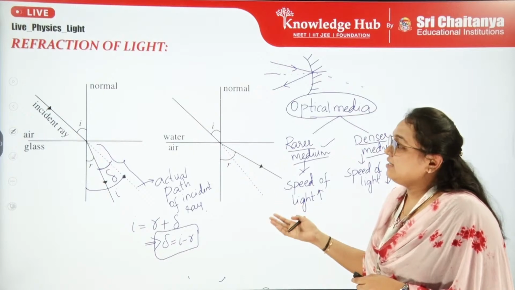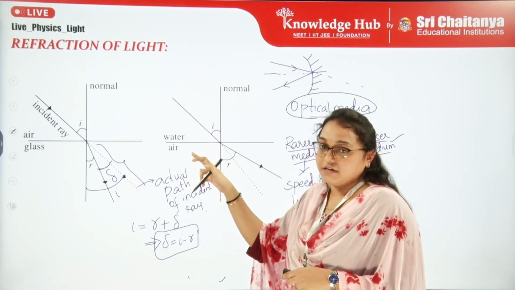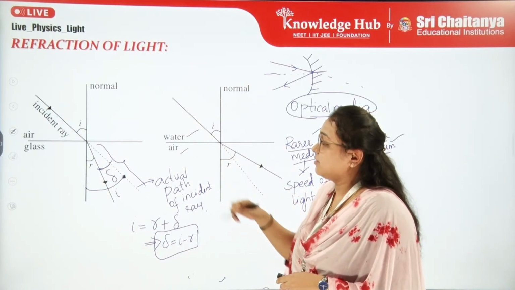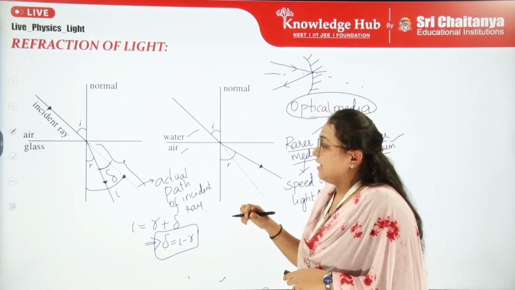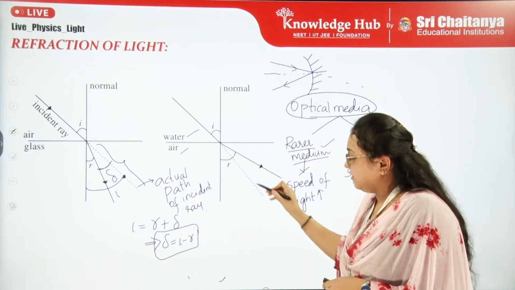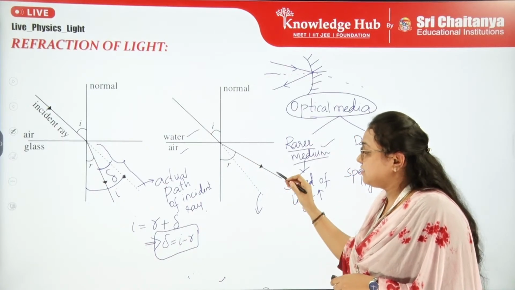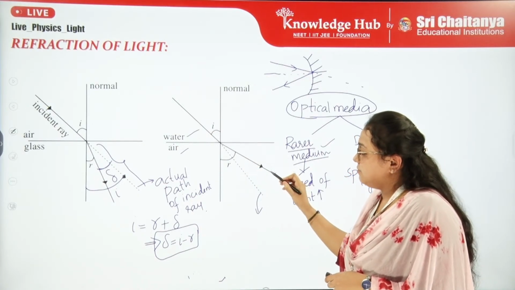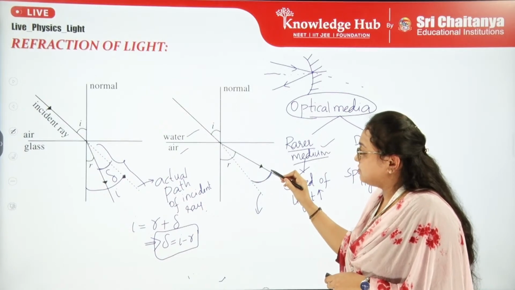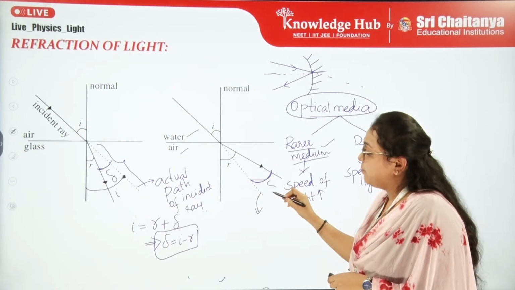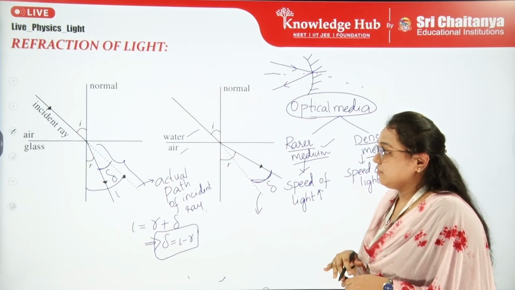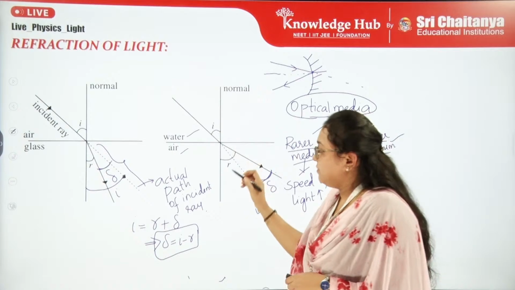In the similar way, when light is entering from denser to rarer, we are now clear that this is denser and this is rarer. When light is entering from denser medium to rarer medium, again, this should be the actual path of light, and this is the refracted light ray. Angle between actual path of light and the refracted ray is angle of deviation.